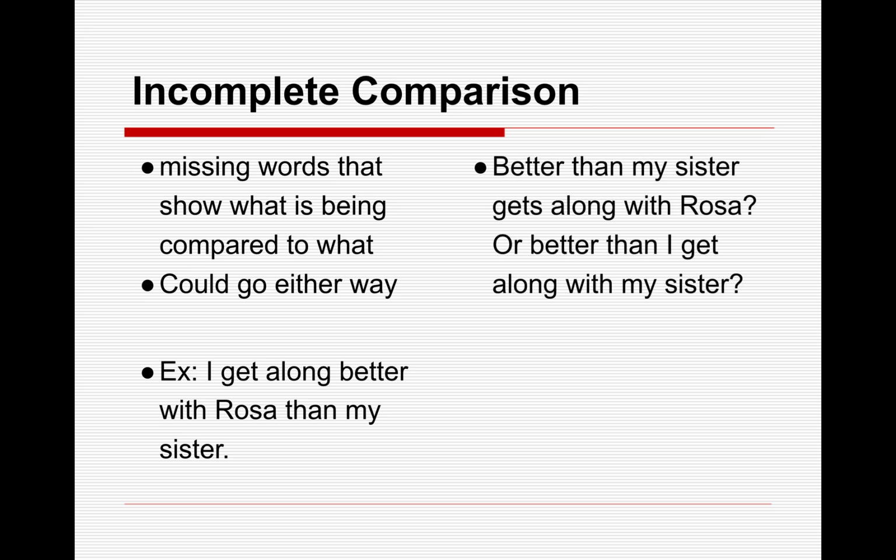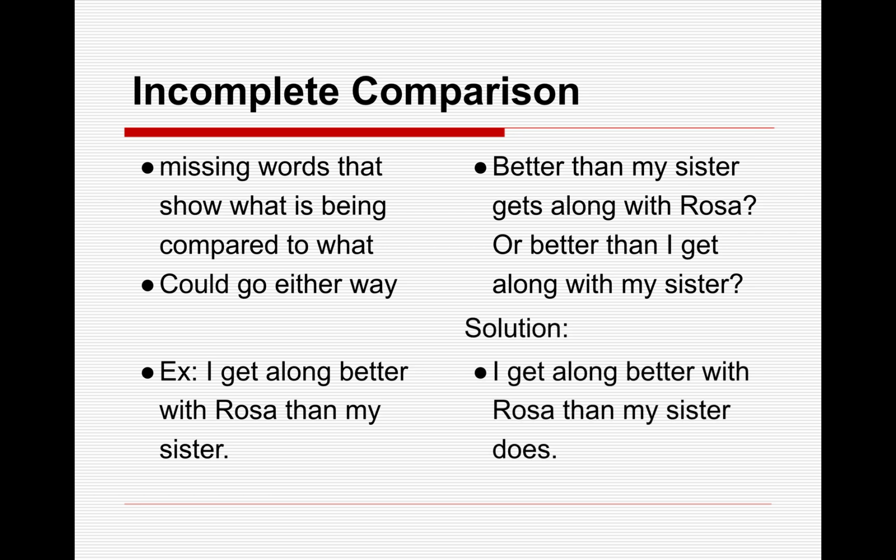Is it saying that I get along better with Rosa than my sister gets along with Rosa? Or is it saying I get along better with Rosa than I get along with my sister? We just don't know. Now, a simple way of fixing this is just adding an extra word or two. Okay? Look at the solution to this. One of the solutions. All I did was put the word does at the end of this sentence. And all of a sudden it makes sense.